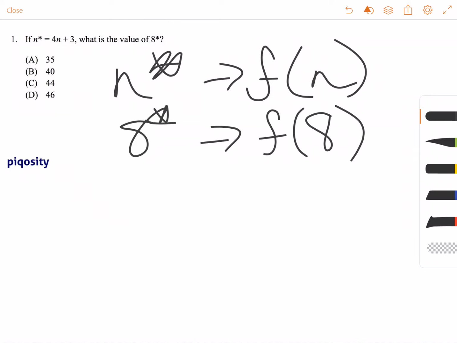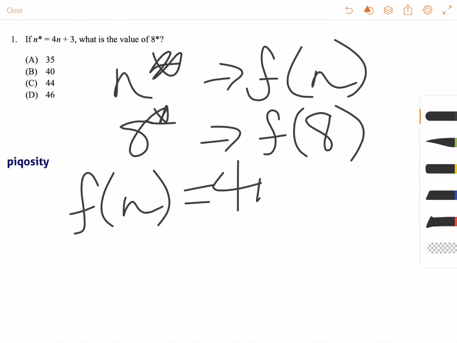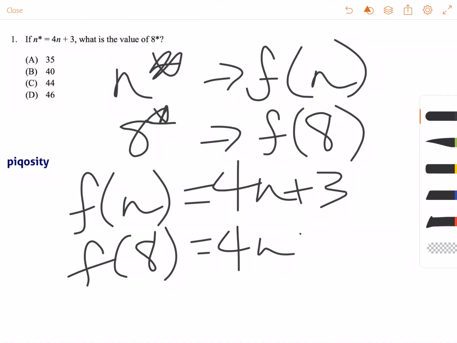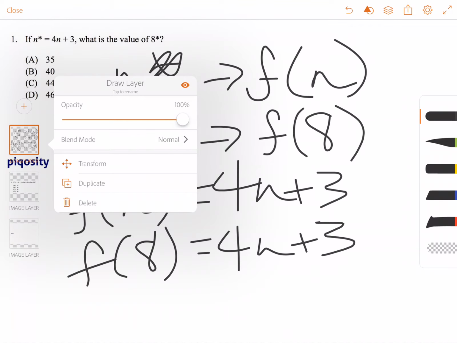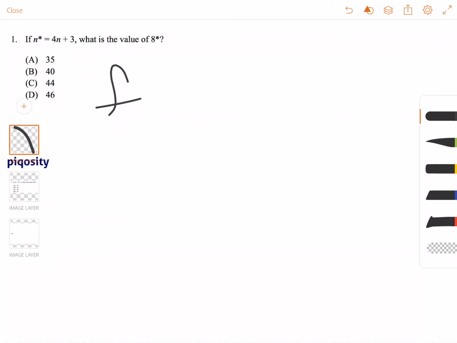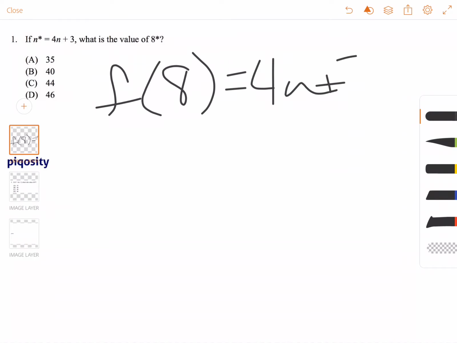We're just noticing in both cases that our input is n, and this 8 takes the place of the n there. So why don't we just rewrite it like that? So f of n is equal to 4n plus 3. And since 8 is supposed to be our input, we do f of 8 is equal to 4n plus 3.